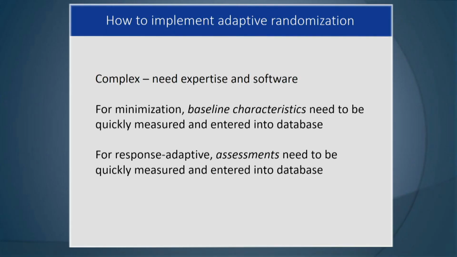With response adaptive, assessments need to be quickly measured and entered into the database. The first one is the baseline characteristics. You randomize, you look at their baseline characteristics, you enter that in the database. But in response adaptive, you have to wait until their primary outcome is assessed and measured, and then enter it into the database, and then change the probabilities. So that needs to be done quickly for response adaptive.